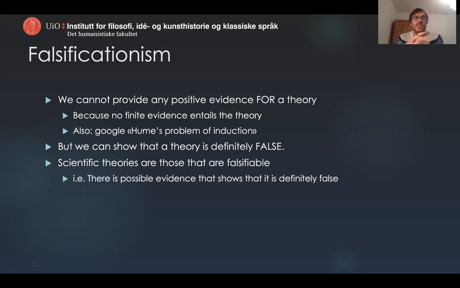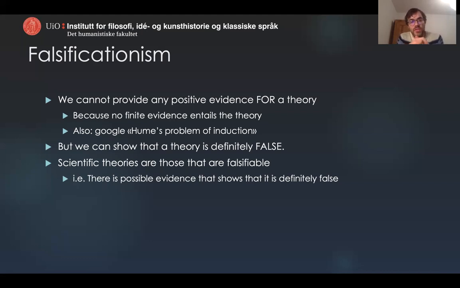So Karl Popper, who first proposed this view, falsificationism, lived in the early and mid 20th century. He thought that we cannot provide any positive evidence for any scientific theory. He thought we cannot give any positive evidence for a theory because whatever data we have, and I showed these graphs with all the data, they never entail any particular theory. Many possible theories are always compatible with that.